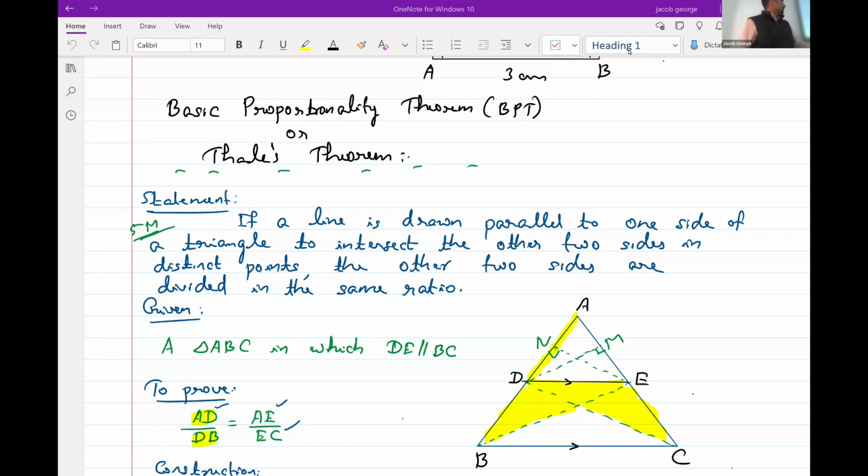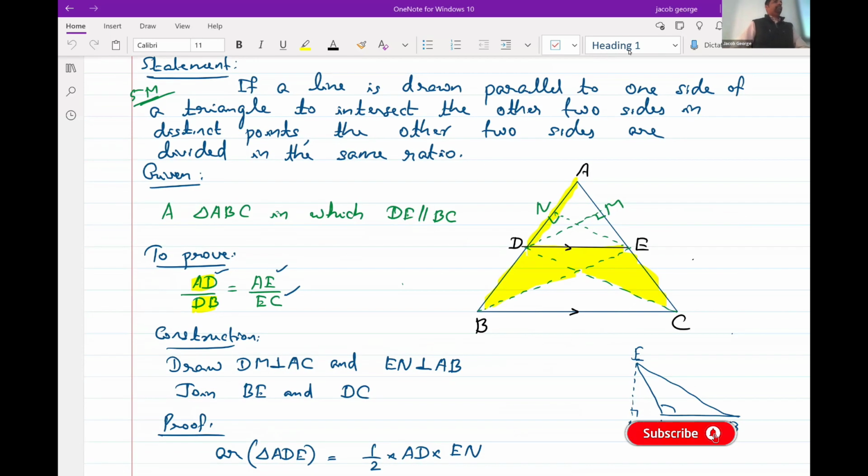This theorem is also called the Thales theorem. In previous cases I have seen that name also in the question paper. So this is the diagram. We have to draw a triangle, a neat diagram. Okay, so that also I would like to mention.